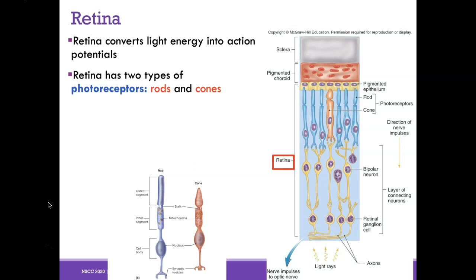And the retina has two types of photoreceptors. And again, photoreceptors, remember, means light receptors. We have rods and cones. So these are two special cells of the retina. You can see them over here, rods and cones. These are called photoreceptors because they're activated by light.